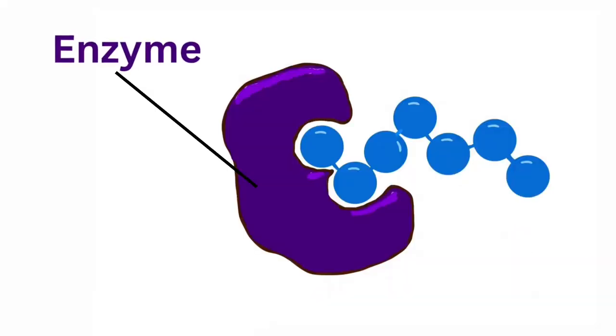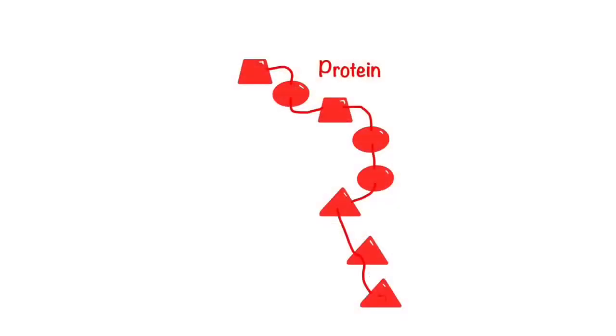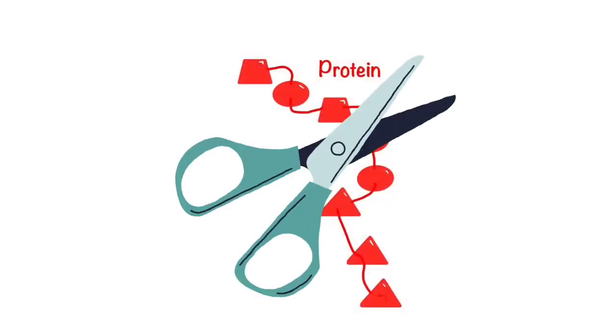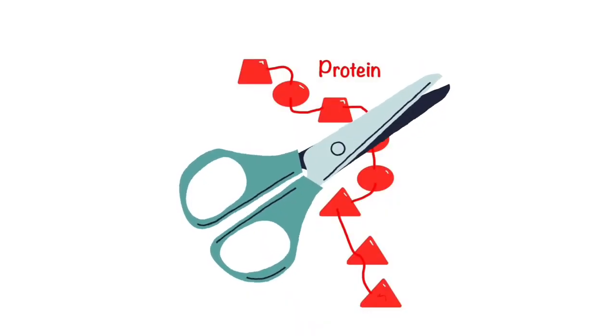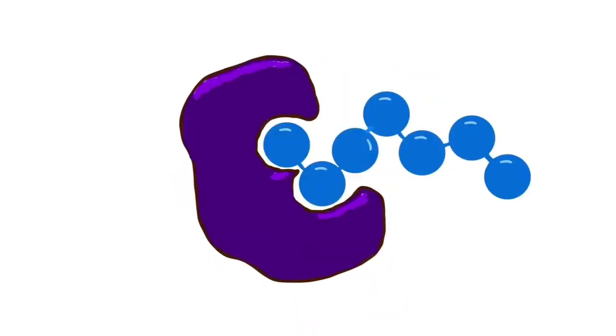I've labelled an enzyme in this diagram. Enzymes work a bit like scissors. They find large molecules like this protein and break it up into smaller molecules, like these amino acids. We can look at that in more detail.